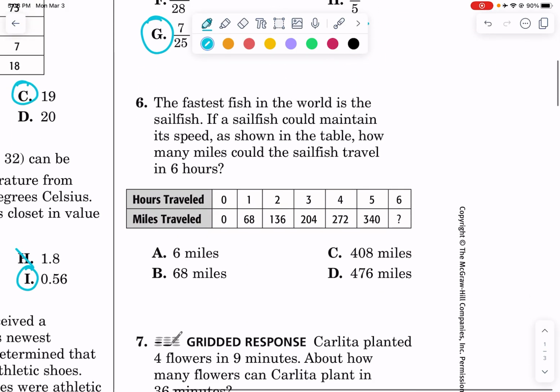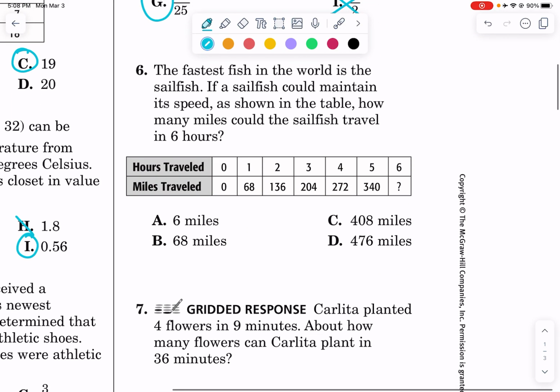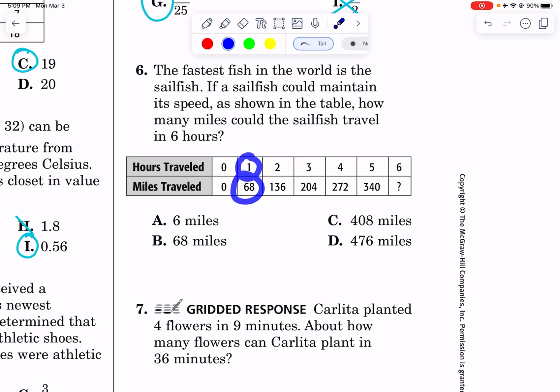Nice. Okay. Number 6, the fastest fish in the world is the sailfish. If a sailfish could maintain its speed as shown in the table, how many miles could the sailfish travel in 6 hours? So if it gets 0 hours, it travels 0 miles, which makes sense. 1 hour, it travels 68 miles. Wow, so it goes like 68 miles per hour.